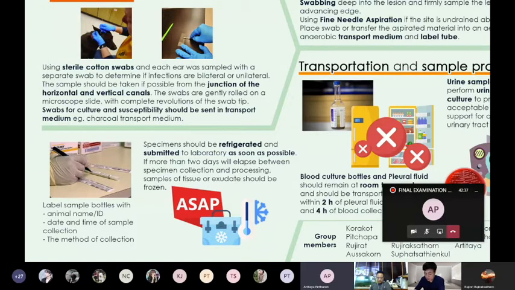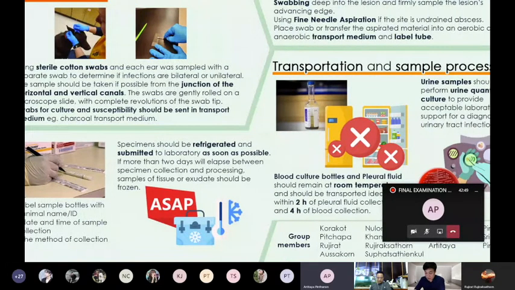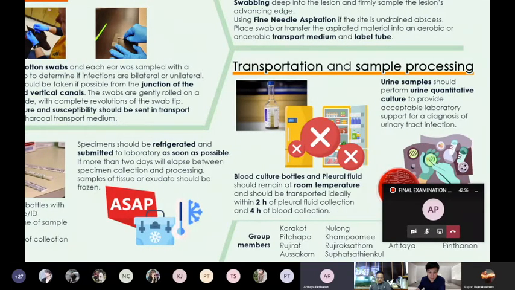If we can't send them to the laboratory as soon as possible, the specimen should be refrigerated, and if more than 2 days, the sample or tissue or the exudate should be frozen, except the blood culture bottle and pleural fluid, which should remain at room temperature.